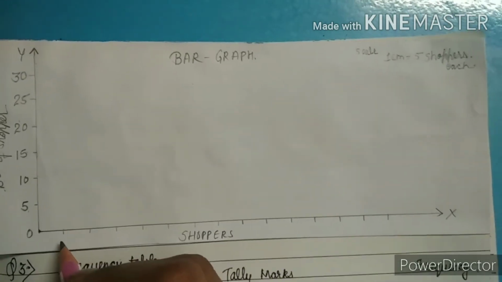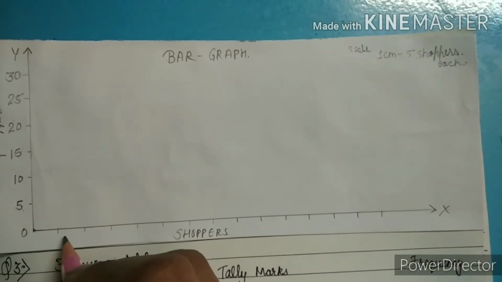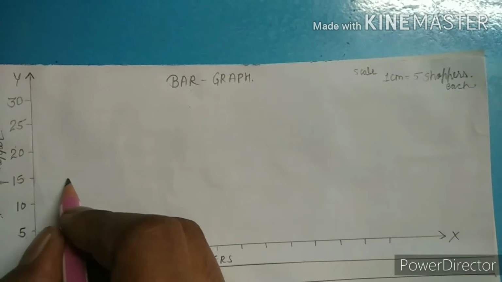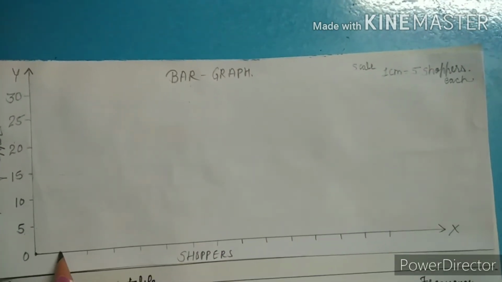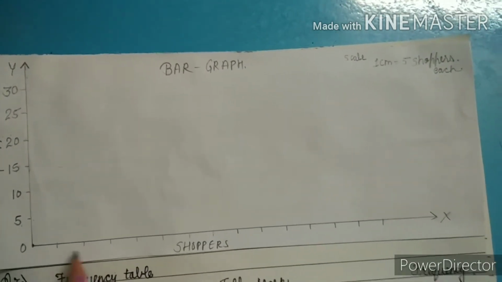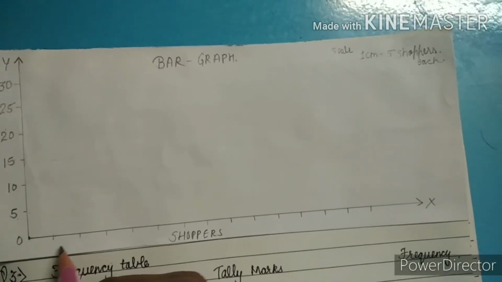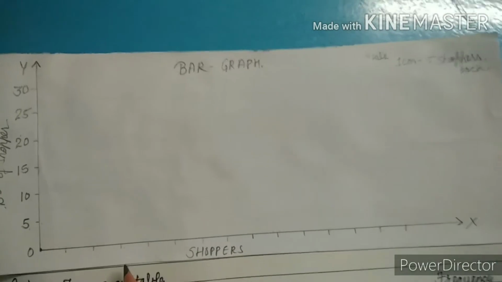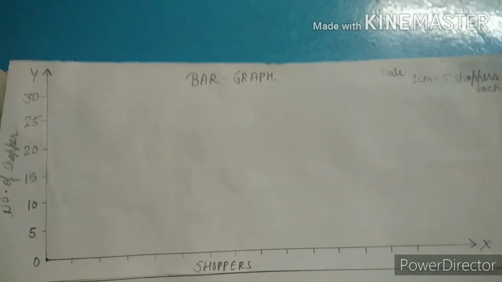Okay, firstly we will show for the men, whose number of shoppers or frequency is 15. So firstly we will go near to 15 and here we will make the bar of 1 centimeter width each. It means if we take 1 centimeter for men, we will take 1 centimeter for each, with 1 centimeter of difference. After doing this, our graph will look nice. Now let's see how it will look.